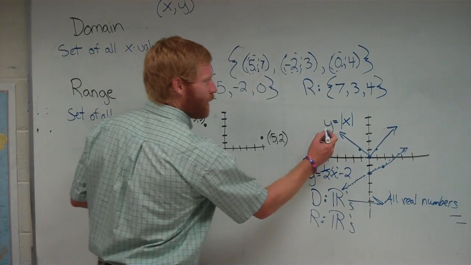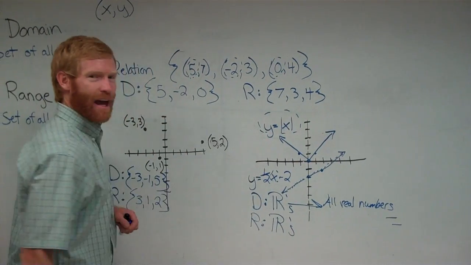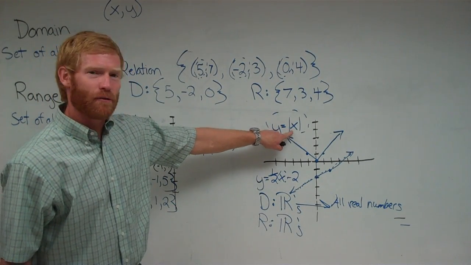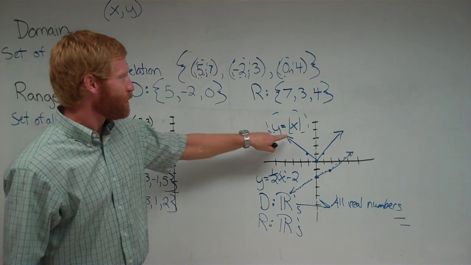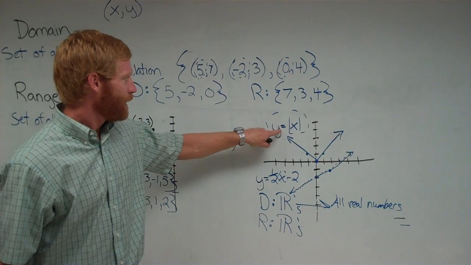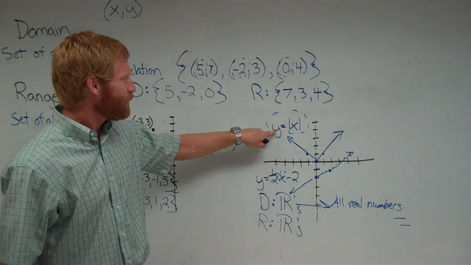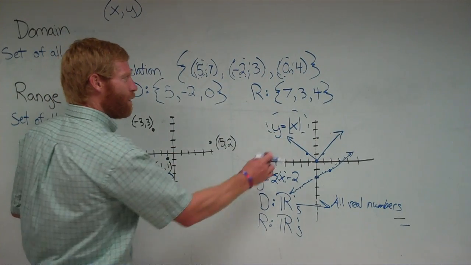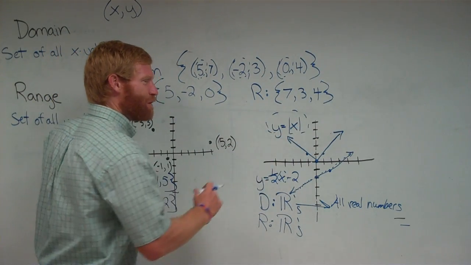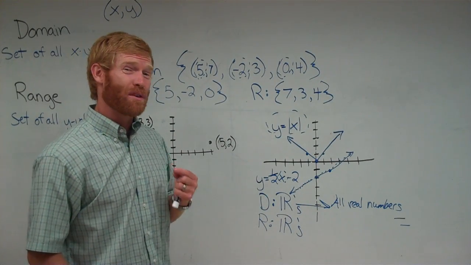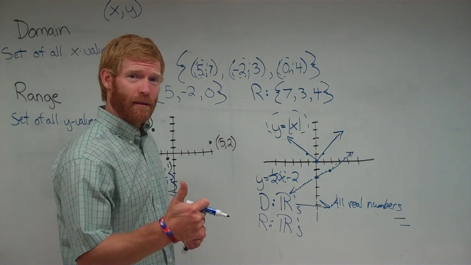What are some things that we know about absolute values? The absolute value of 2 is 2. The absolute value of -3 is 3. The absolute value of -5 is 5. What do we know about the absolute value of any number? What's it always going to be? If you said it's always going to be positive, you're correct.